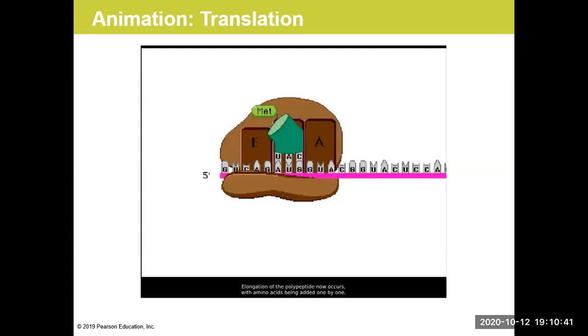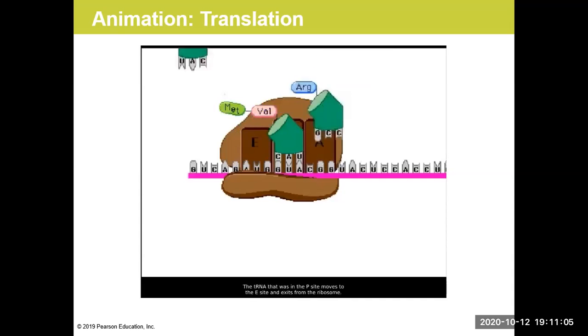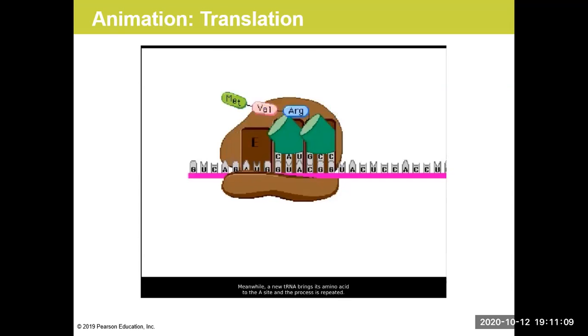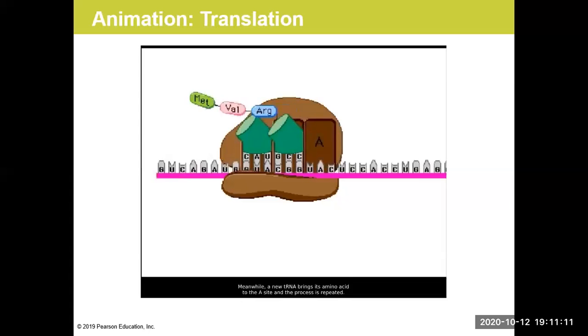The codon in the A site of the ribosome pairs with the anticodon of the appropriate tRNA molecule. Part of the ribosome catalyzes the formation of a peptide bond between the amino acid extending from the P site and the amino acid extending from the A site. The tRNA in the A site now translocates to the P site. The tRNA that was in the P site moves to the E site and exits from the ribosome. Meanwhile, a new tRNA brings its amino acid to the A site and the process is repeated.